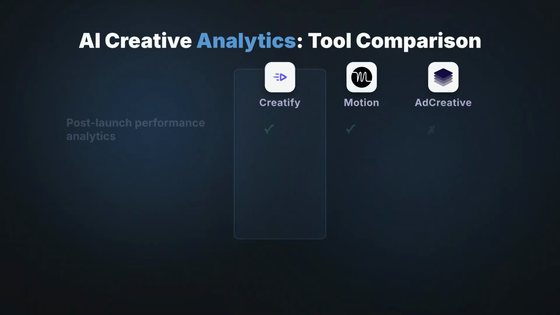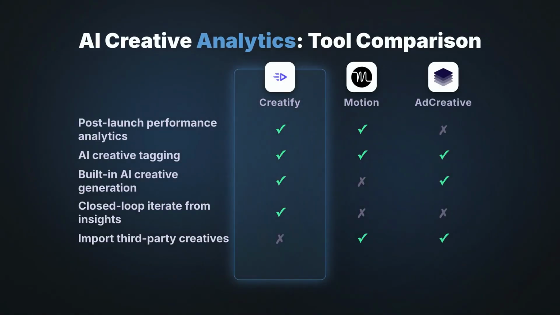Here's how the main tools stack up against each other as of 2026. Motion is the strongest pure analytics layer. It handles imports from any creative source and the tagging depth is serious. AdCreative focuses on generating creatives with a built-in performance score, but its actual post-launch analytics are shallow. Creatify sits in the middle. It's most powerful if you're generating your creatives inside it too, because the loop between creation and analysis is tighter.